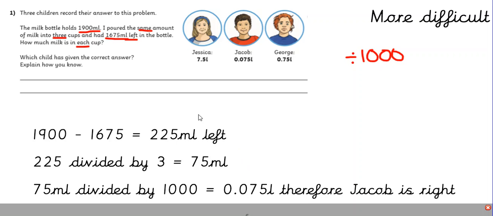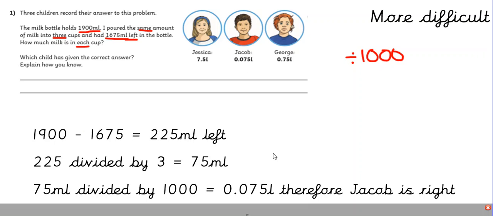Okay, so then if I look to my answers, I can see that they are all in litres. So now what I need to do is convert my 75 milliliters into litres. In order to do that, I'm going to do 75 divided by 1,000, which is 0.075 litres. So if I go back up here and see if I can find one that matches, I can see that Jacob's answer is exactly the same as mine. Therefore, Jacob is correct.